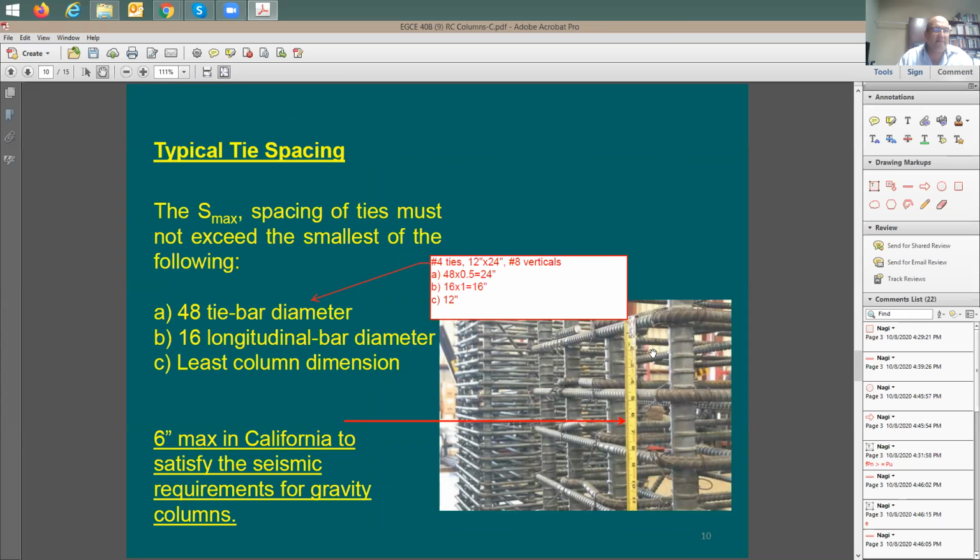Look at the tie spacing. According to the code, I have 3 items here that I need to justify. To satisfy these 3 requirements, number 1 is going to be 48 times the tie bar diameter. It's also going to be 16 times the longitudinal bar diameter, this vertical bar diameter. And also it's going to be equal to the least column dimension. So, as just an example, if my column has number 4 ties, just like this tie, and the vertical bars are number 8, like 1 inch, how can I apply the 3 conditions or 3 minimum values? Let's call this the maximum bar spacing, or the maximum tie spacing, if you like.